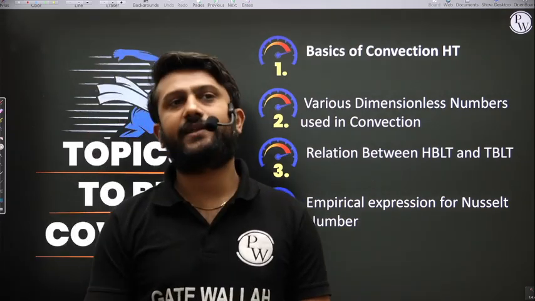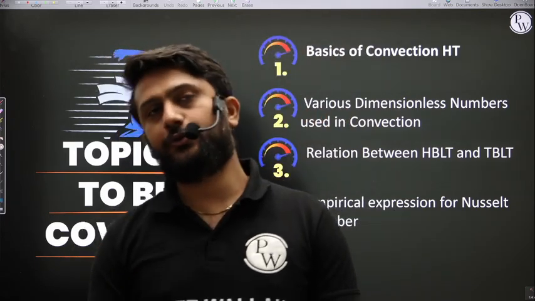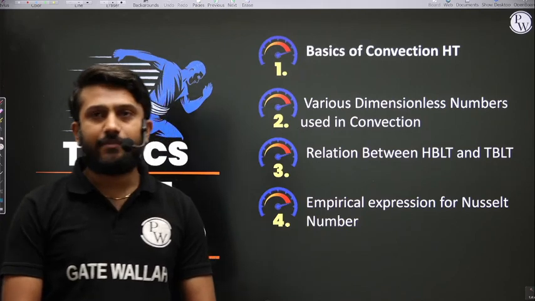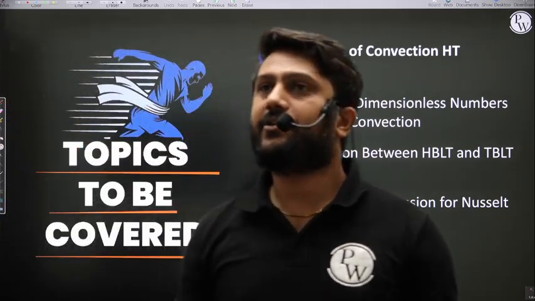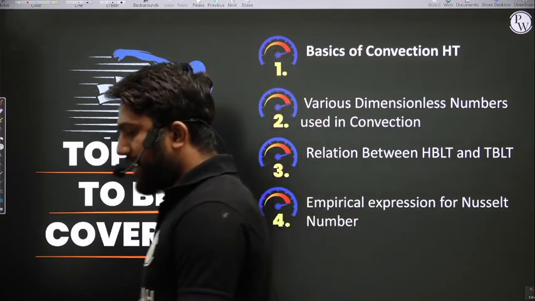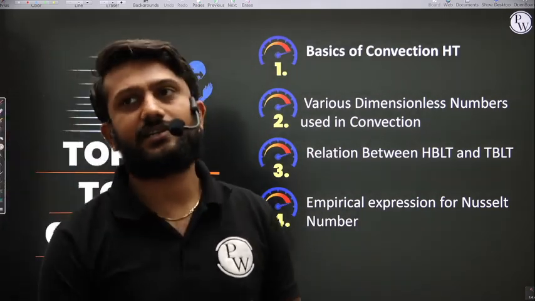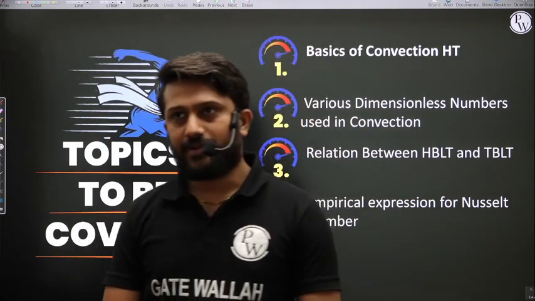Then after that we will cover the dimensionless numbers which are used in convection heat transfer, like Nusselt number, Prandtl number, Reynolds number, and Grashof number. So there are some dimensionless numbers which are used in convection heat transfer, and we will discuss those dimensionless numbers.